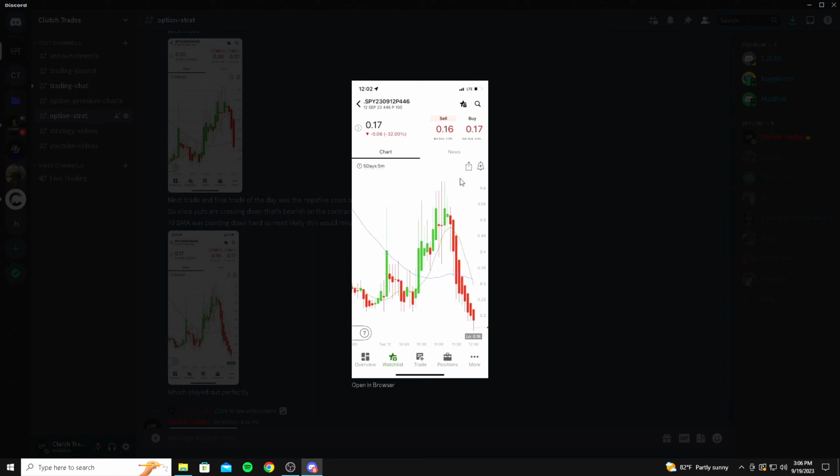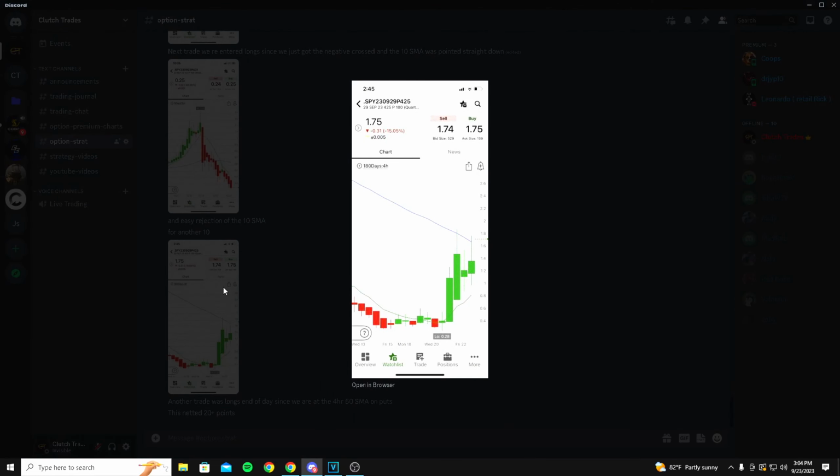When the 10 SMA is pointing down super hard and we're close to the 50 SMA, most likely a cross happens. It could be pointing down a little bit, and we're not somewhat near it. So wait for it to get close to the 50 SMA, and if that 10 SMA is pulling down really hard, then most likely a negative cross will happen, and you could go long, or in this case, since these are puts, you'd go long, or just go short if they were calls.